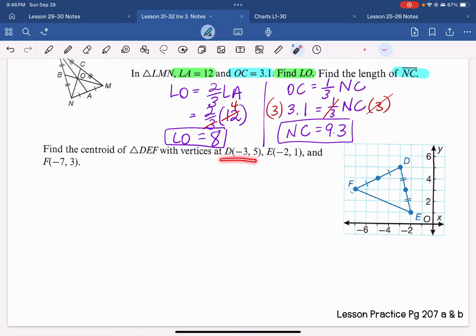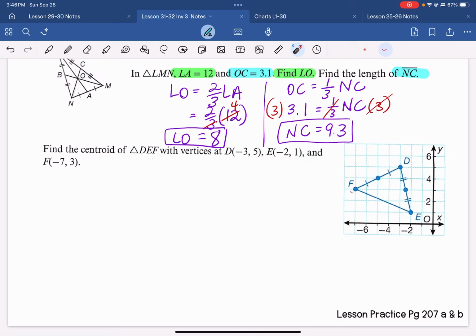Vertices at D (-3, 5), E (-2, 1), and F (-7, 3). Now remember what I told you. It goes from the vertex to the midpoint. Vertex to the midpoint. Essentially, if we can find where these two cross, then we've already found the centroid. So there's no sense in doing the third one as well. If you have 2 out of the 3, you're already set.